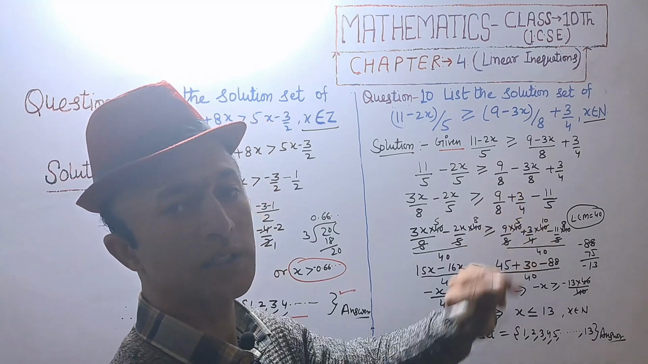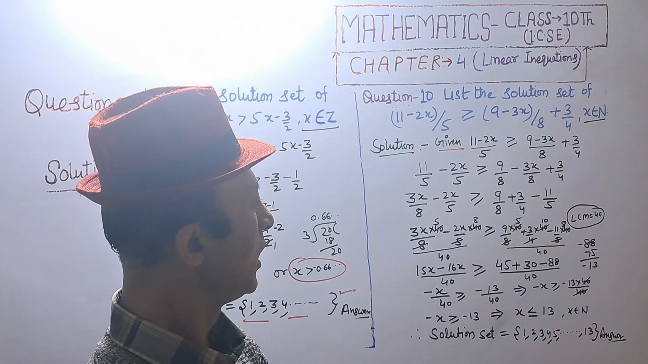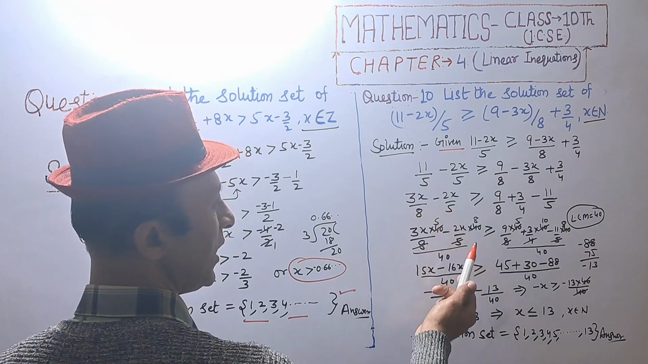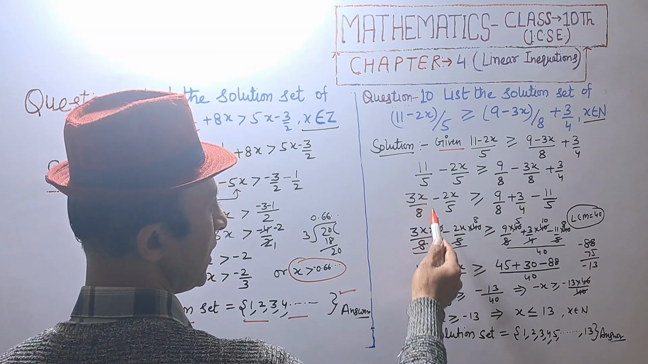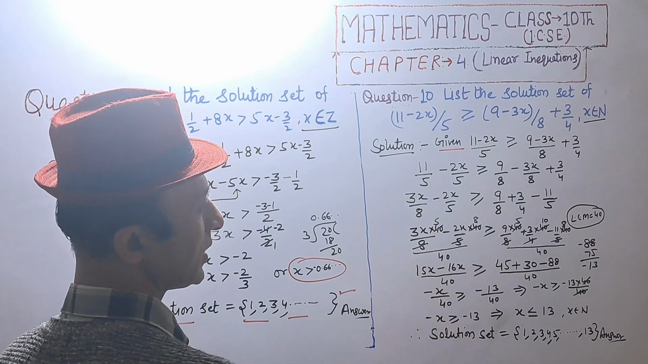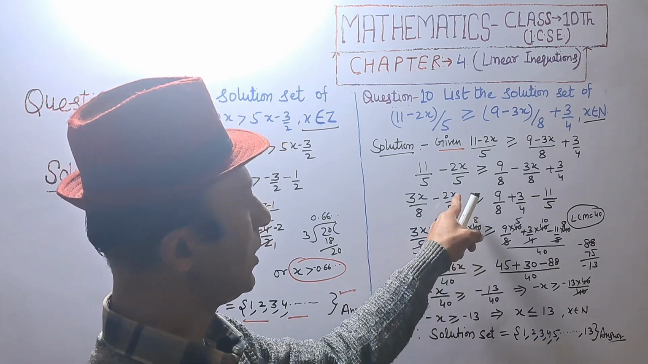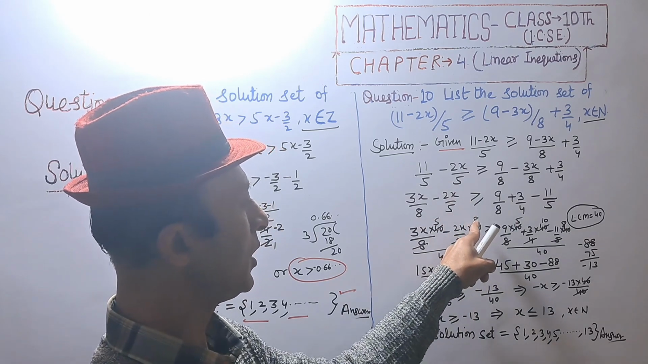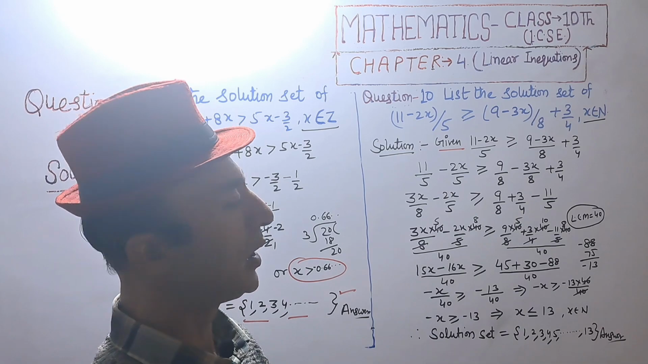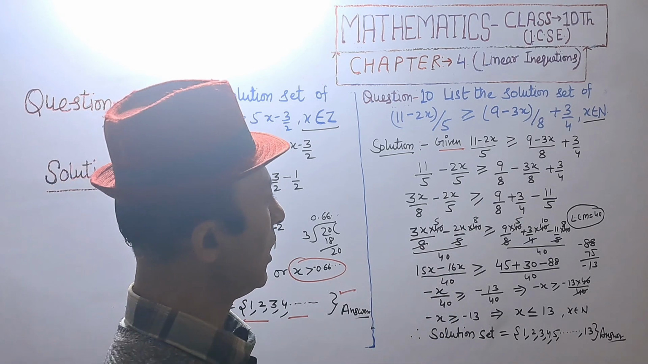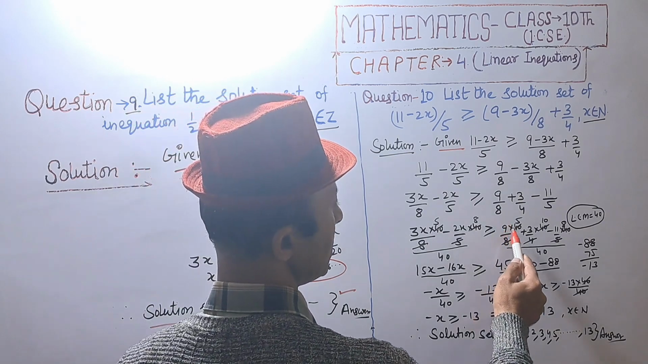LCM of 8, 4 and 5 is equal to 40. So 40, and LCM of 5 and 8 is 40. 40 multiplied by 3x divided by 8, that is equal to 5 3s are 15x, and 40 multiplied by 2x divided by 5, that is equal to 8 2s are minus 16x divided by LCM 40. Greater than or equal to, LCM is 40.